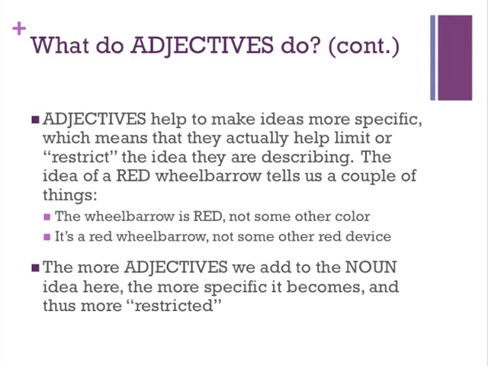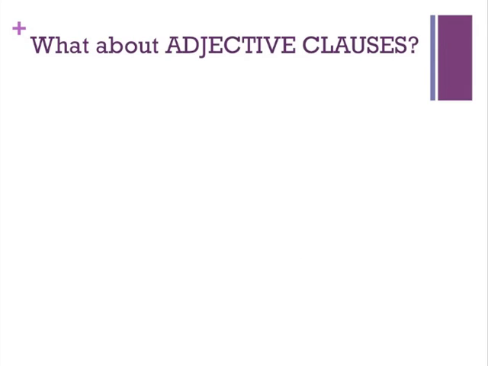So, the more adjectives we add to the noun idea here, the more specific it becomes, and thus more restricted. For example, if I said it's a new big red wheelbarrow, it's not just a red one, now it's big, and of course now it's new. So adjectives, in a way, help to restrict or limit information in a particular way.